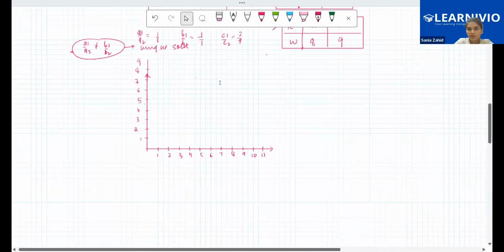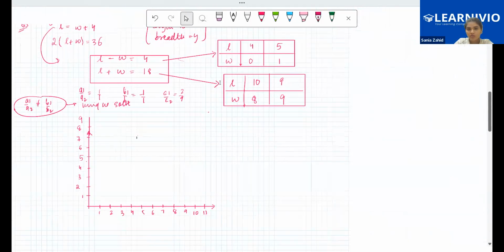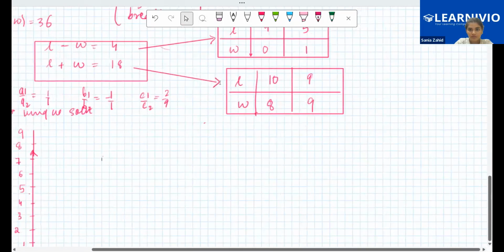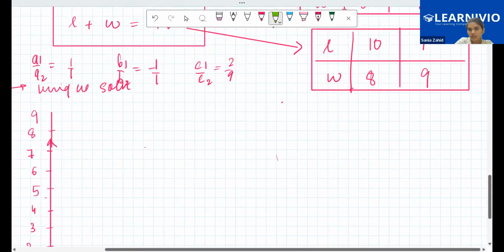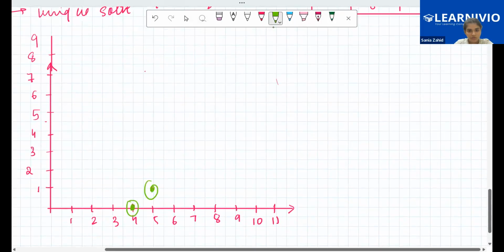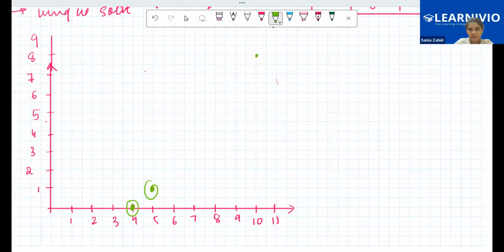My first points were 4 comma 0 and 5 comma 1. So 4 comma 0 is over here, 5 comma 1 lies over here. Next were 10 comma 8 and 9 comma 9. So 10 comma 8 and 9 comma 9, like this.